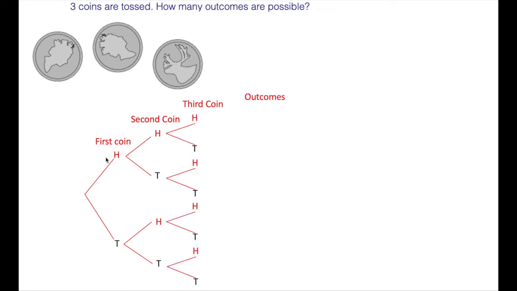Your outcomes, you can get heads on the first, heads on the second, heads on the third, or heads, heads, tails, or heads, tails, heads, or heads, tails, tails, or tails, heads, heads, or tails, heads, tails, or tails, tails, heads, or tails, tails, tails. Notice that's 8 different outcomes.